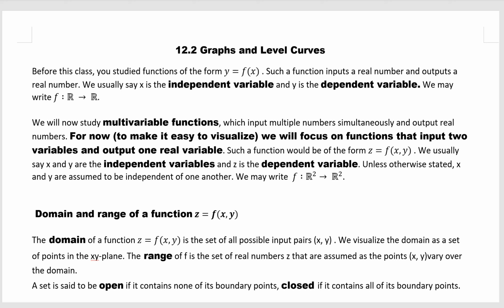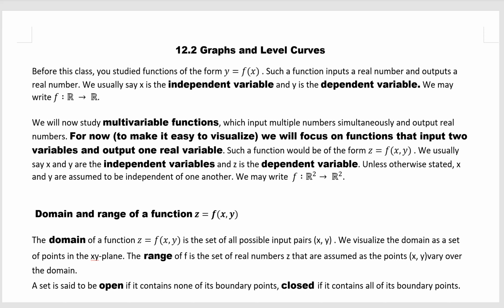Hi everyone! Today let's talk about session 12.2, Graphs and Level Curves. Before this class, you studied functions of the form y equals f of x in Calculus 1 and Calculus 2, right? Such a function inputs a real number and outputs a real number. And we usually say x is the independent variable and y is the dependent variable. And we may write f is a function from R to R. R denotes the real numbers, okay?